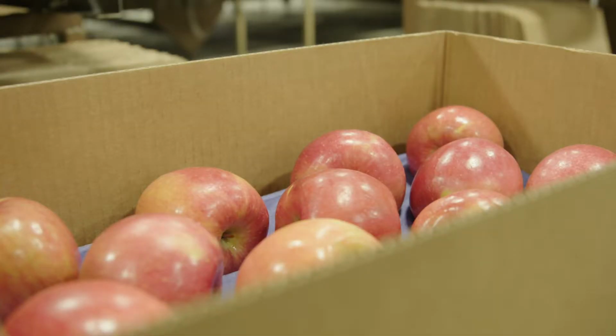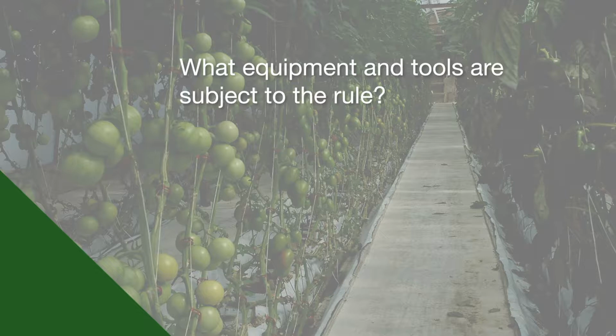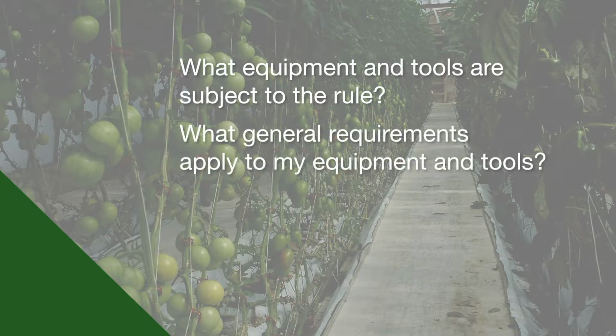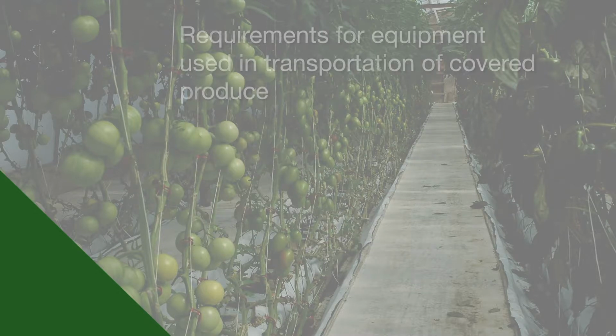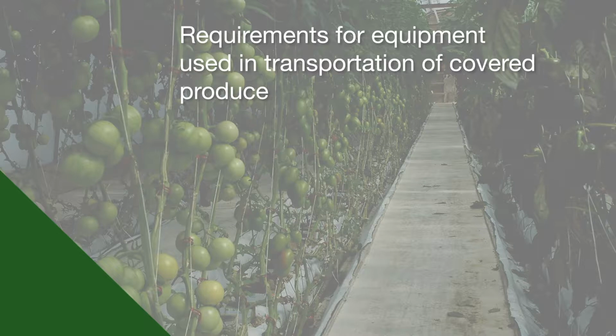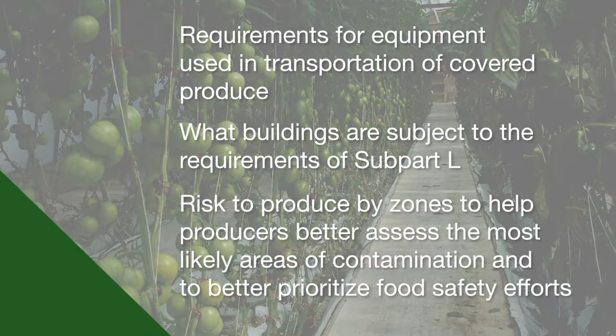The Idaho State Department of Agriculture and University of Idaho Extension would like to help you and your farm employees understand the importance of produce safety in your operation. Today we'll review what equipment and tools are subject to the rule, what general requirements apply to my equipment and tools, general requirements for hand washing, toilets, and plumbing, requirements for equipment used in transportation of covered produce, what buildings are subject to the requirements of Subpart L, and risk to produce by zones to help producers better assess the most likely areas of contamination and to better prioritize food safety efforts.